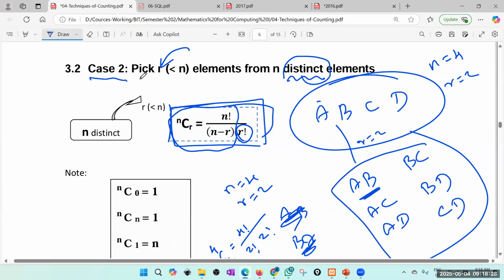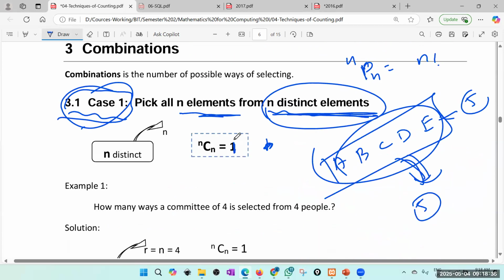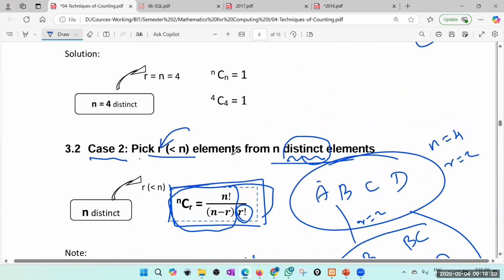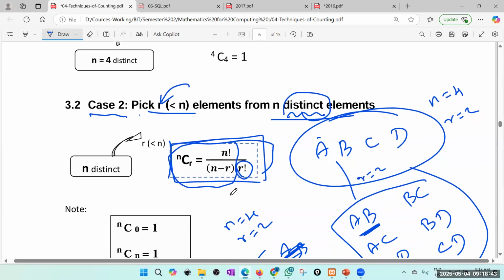Right. So this is when you have n distinct elements and you take only r elements. Earlier we discussed n distinct elements and we take all n elements. Then obviously the answer was 1. But here the answer is factorial n divided by factorial n minus r, divided by factorial r.